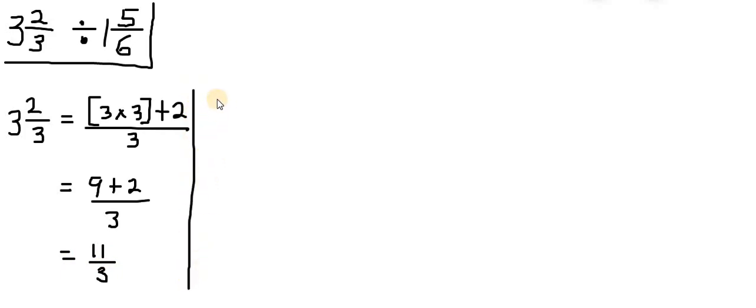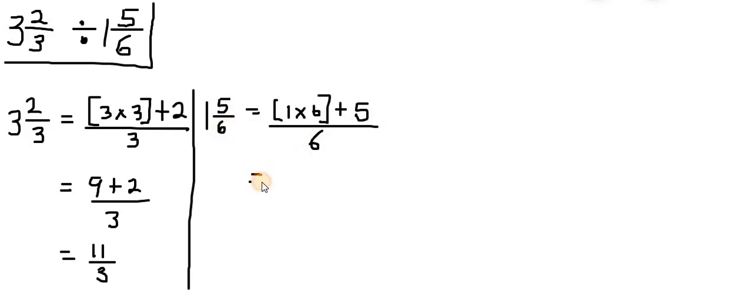Okay, 1 5 over 6, once again, whole number times bottom number, 1 times 6, plus the top number, 5, all over the bottom number, 6. That's equal to 6 plus 5, all over 6. That's basically 11 over 6.